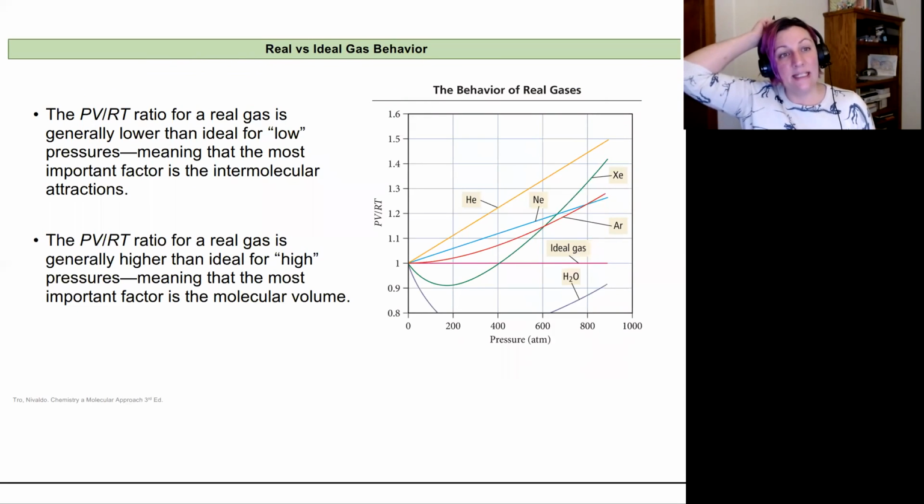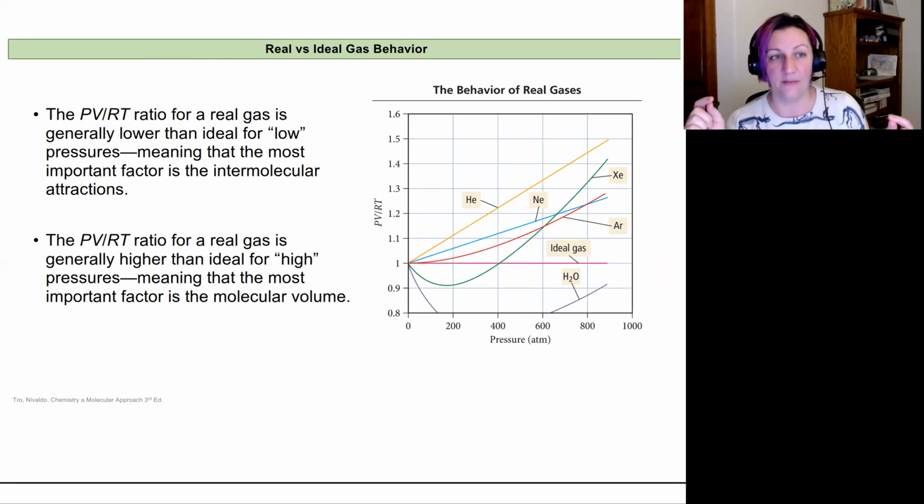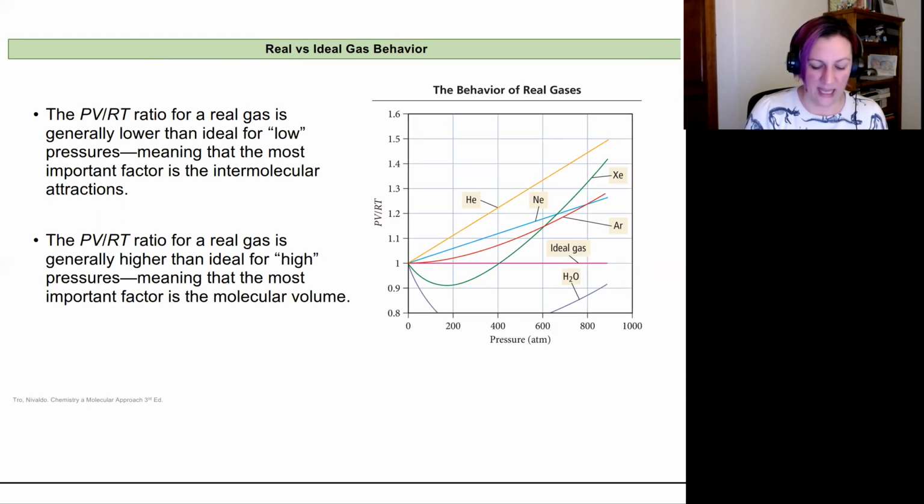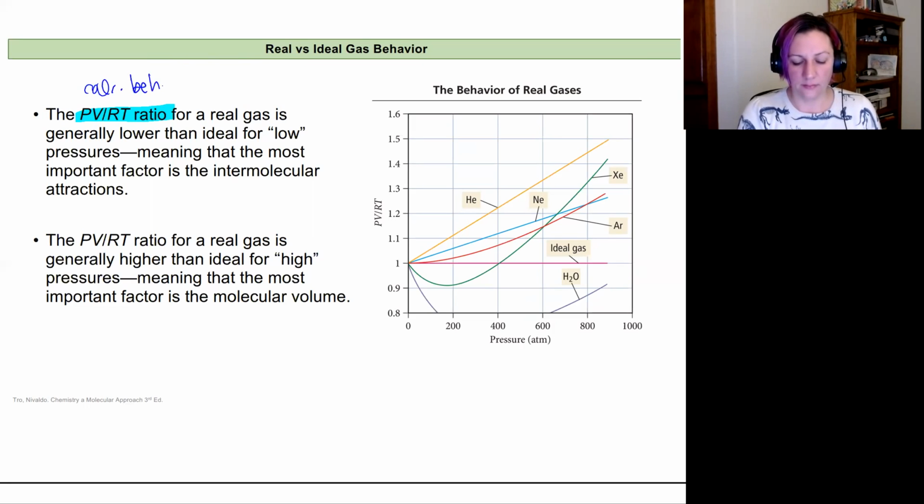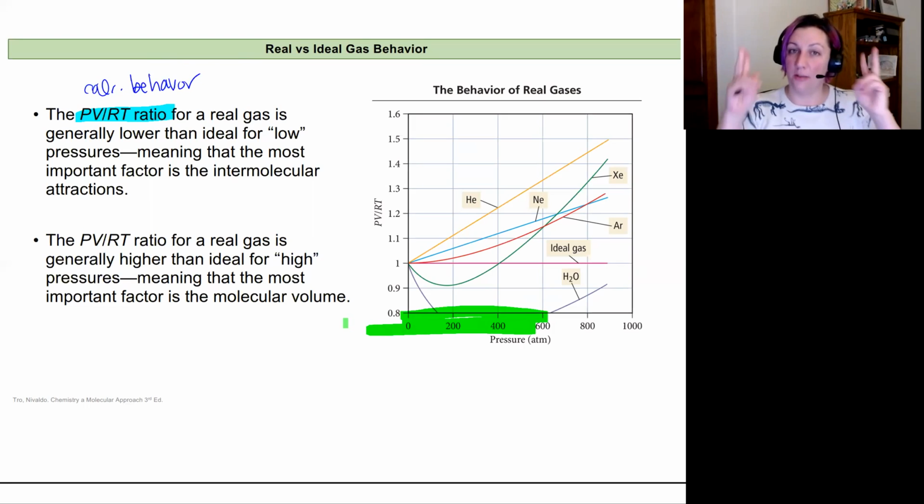And so what we see and what we should expect when we're thinking about real versus ideal gas behavior is that PV over nRT ratio for a real gas, which is really what we'll call our calculated behavior, is generally going to be lower than ideal at lower pressures. And so here are our lower pressures. And by lower pressure, I'm going to put that in quotations because 200 atmospheres is not low. But compared to 1,000 atmospheres, it is.